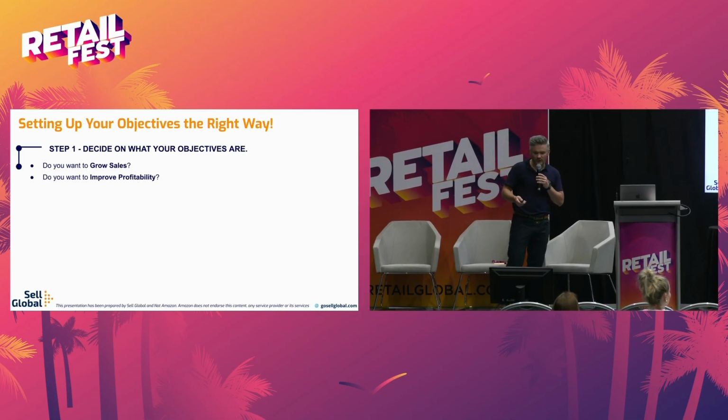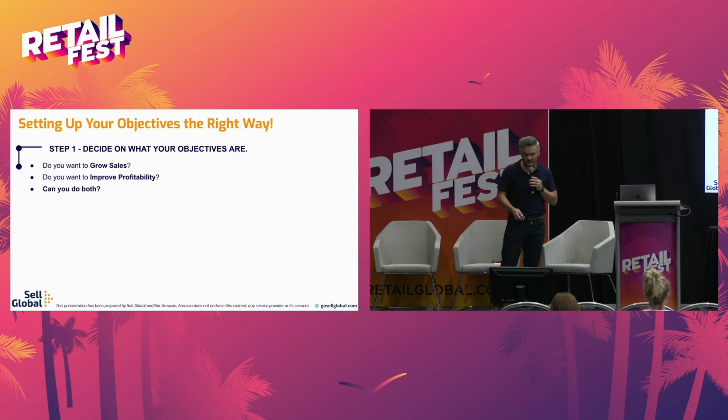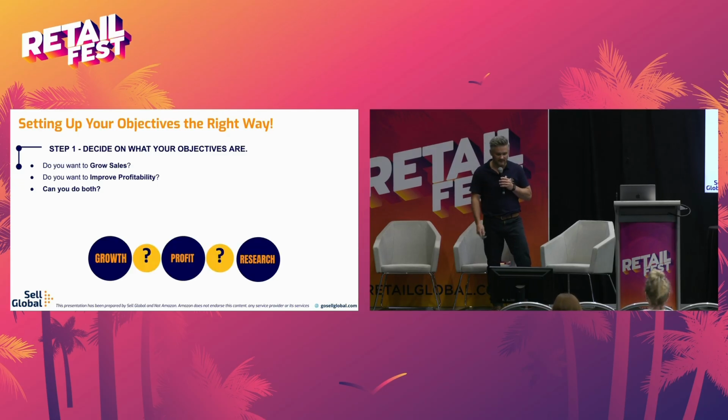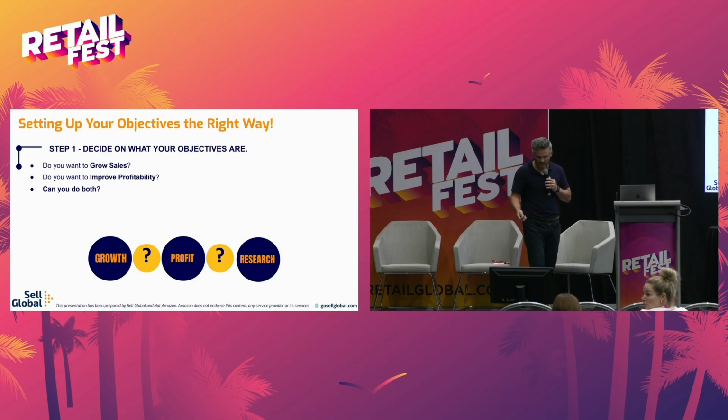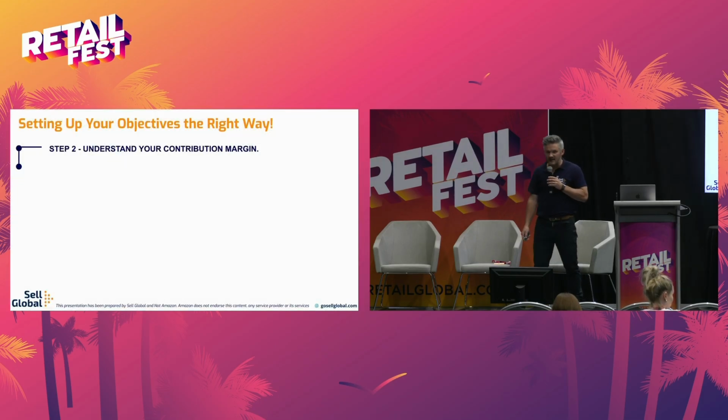So pick what your objective is for that quarter, for that 6 months, or whatever it is. Am I growing sales, or am I improving my profitability and my margins for this quarter? Question is, can you do both? You can. There are obviously certain circumstances where you can, but again, you want to be leaning and focusing on one or the other as your primary objective for that period. Growth, profit, research. Step 2 is understanding your contribution margin.